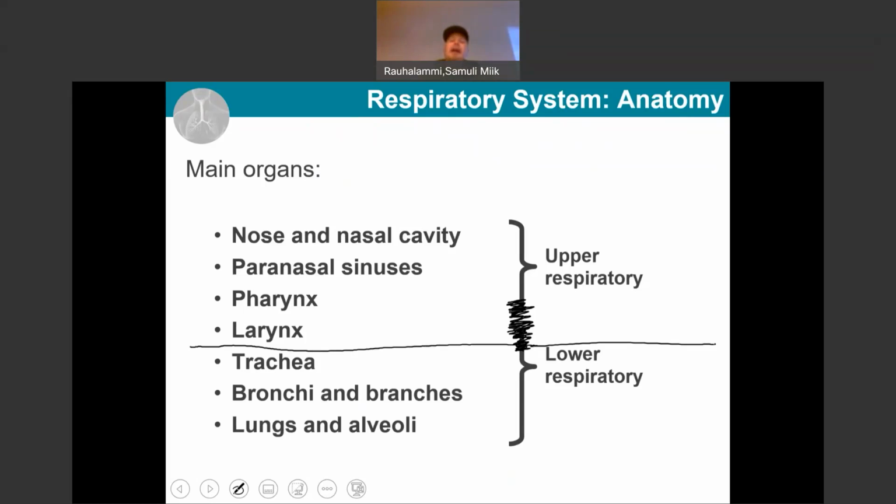But like I said, there's a little bit of disagreement, depending on who you ask, how this classification works. I could easily see that the upper part of the trachea would still belong to the upper respiratory system, and lower parts of the trachea to the lower respiratory system. So I'm okay with whatever you choose.